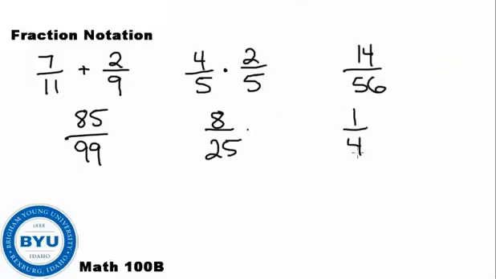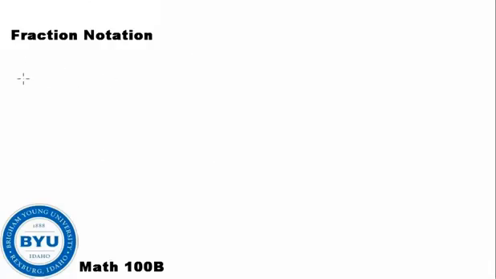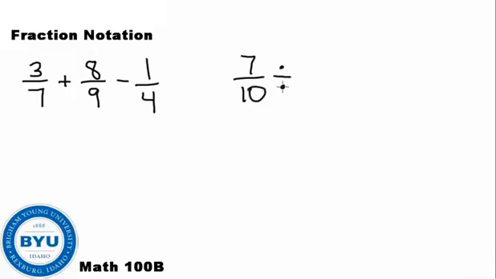How'd you do? Hopefully well. Let's give you a few more just to try. Hold on one sec. Yeah, let me write these up here. Try this one. Here we go. Let's go with 3/7 plus 8/9 minus 1/4. Ooh, that's 3 fractions in one. Give that one a try. And one more. Let's do 7/10 divided by 2/5. Go ahead and pause the video, write these down in your notebook, give them a try in your calculator, and then we'll check your answers when you push the play button.